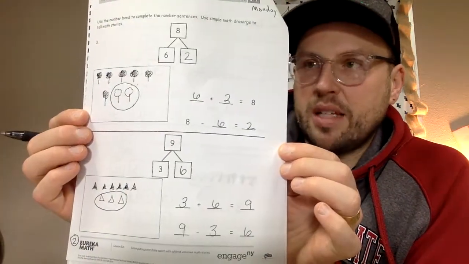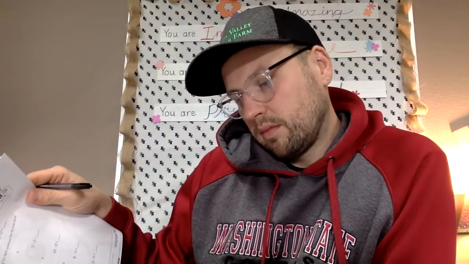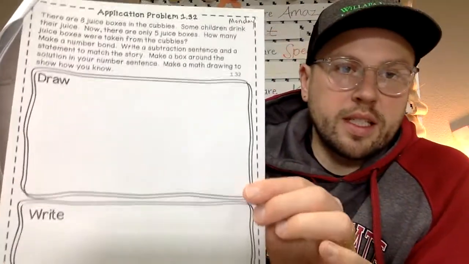When you're done with that page, you're going to flip to page 3, which looks like this. It says, there are 8 juice boxes in the cubbies. Some children drank their juice. Now, there are only 5 juice boxes. How many juice boxes were taken from the cubbies? Okay, make a number bond, write a subtraction sentence and statement to match the story. Make a box around the solution in your number sentence. Make a math drawing to show how you know.